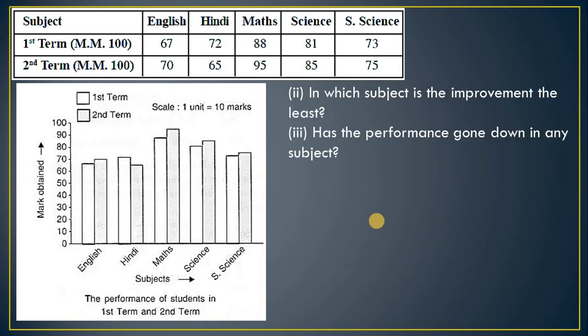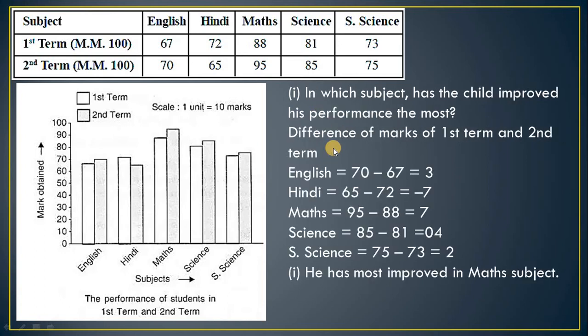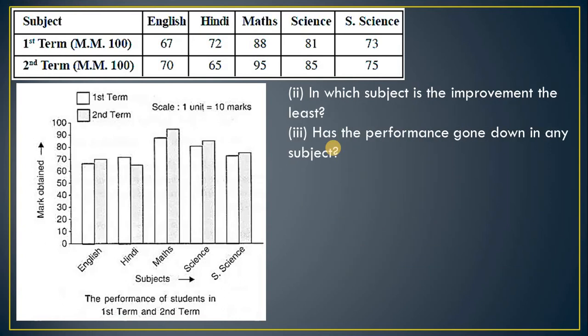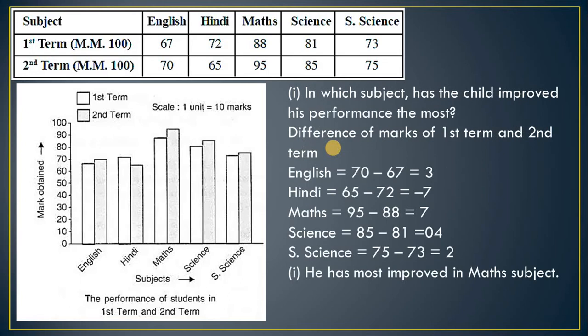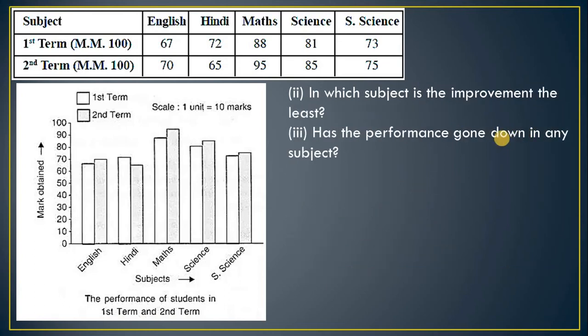In which subject is the improvement the least? In one subject, as you know, there was a minus mark, minus 7. So only in that subject the performance is less. Again we see that subject, this subject was Hindi. In Hindi the performance is going down. So here the question is, in which subject is the improvement the least? So the second answer.